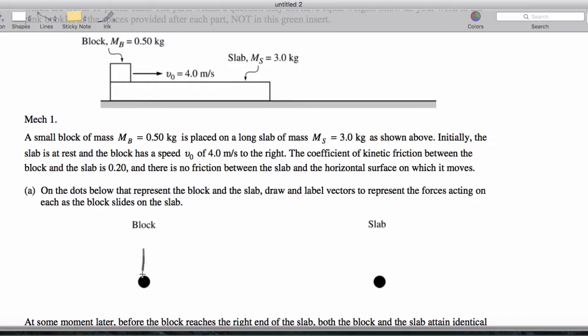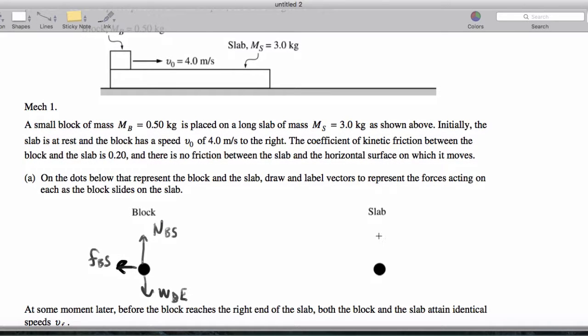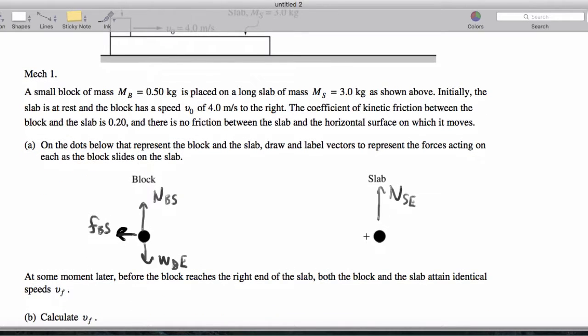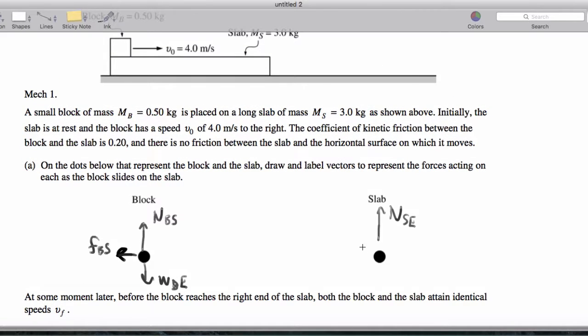So for the block, there's a normal on block B due to the slab. There's the weight of block B due to the earth. And there is a friction force on block B due to the slab. Now for the slab, there is a normal on the slab due to the earth. And let's be careful, we have Newton's third law here. We have the friction on the slab due to the block. So here's one third law pair.